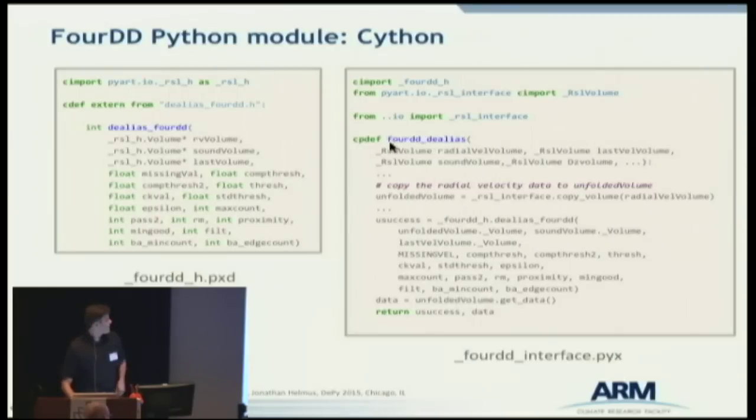And so we're going to define a function that's actually going to do the Dealiasing. This is going to be available in Python. And what it's doing is it's calling this RSL interface, and it's copying the volume. And then it's calling 4dd and performing the actual Dealiasing. There's a bunch of parameters here, then we grab the data and return it.